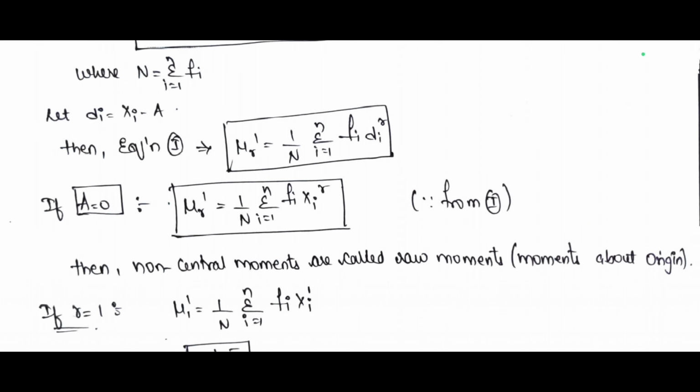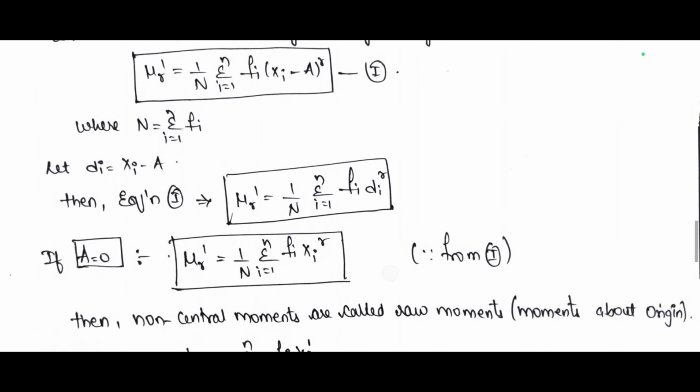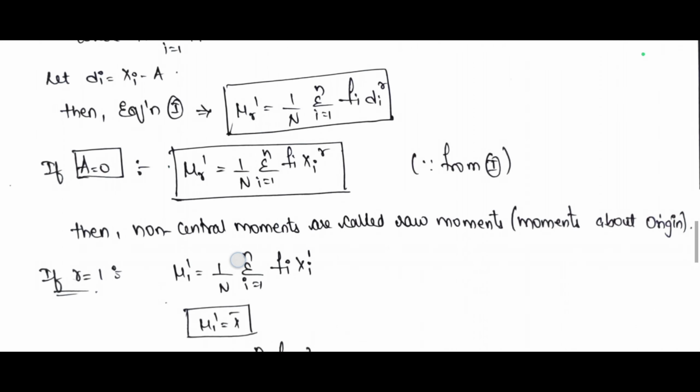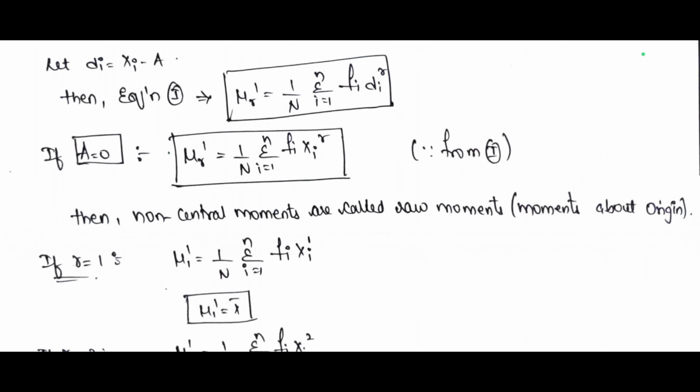If a value is equal to 0, then mu r dash becomes 1 divided by capital N summation fi into xi whole to the power of r. In place of a, it is 0. Then from 1 we get this. Then non-central moments are called the raw moments.